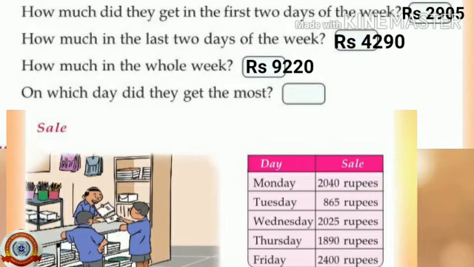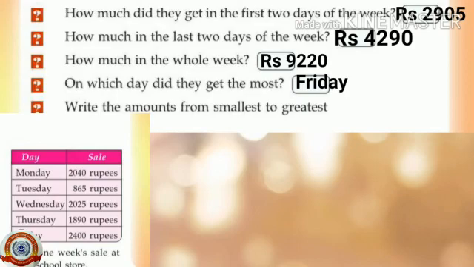On which day did they get the most? To find out that, let's find the largest number here. Which is the largest number? 2,400. They get 2,400 rupees on Friday. On which day did they get the most amount? Friday.